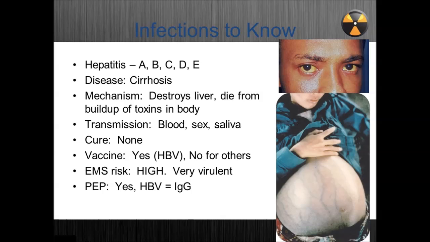Hepatitis. Believe it or not, there's actually more than 5. I think there's 7 types. There's a Delta type 1, and I think there's an F now. There's different types of hepatitis. The most common ones that we see here in the States are B and C.